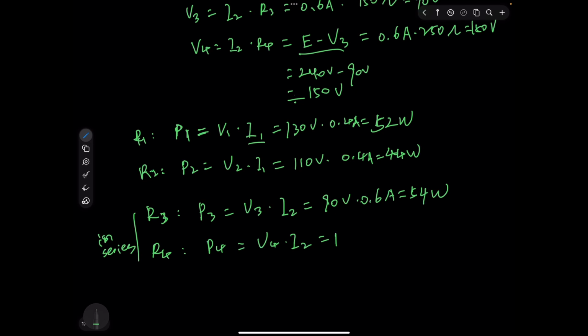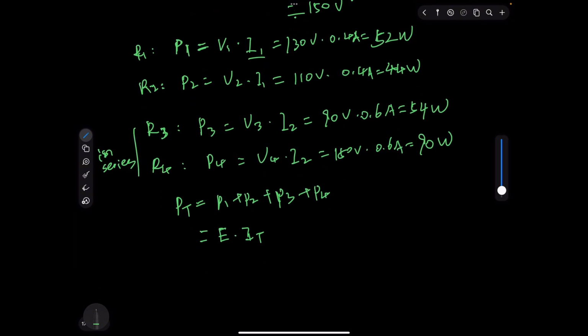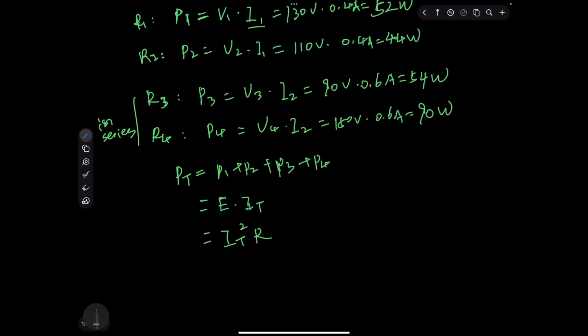So that would be 150 watts times 0.6 amps equals 90 watts. And for the total power, we can use P1 plus P2 plus P3 plus P4. We can also use E times IT. We also have IT squared times R. So either formula will work, or E squared over RT.